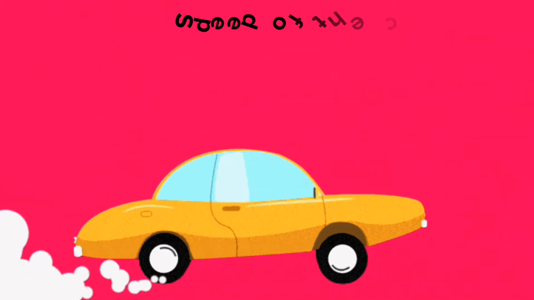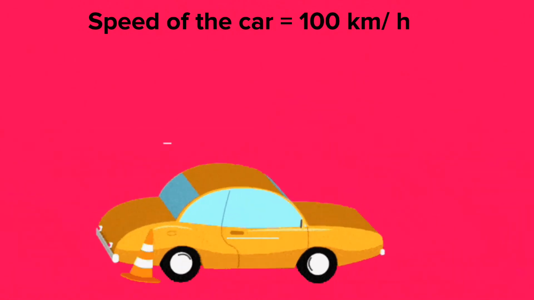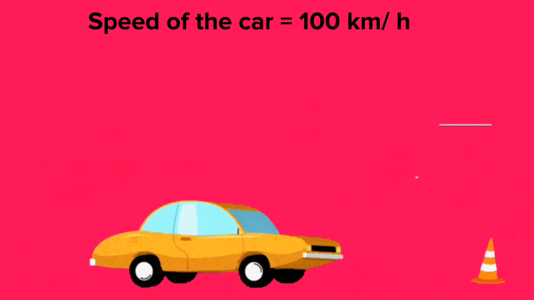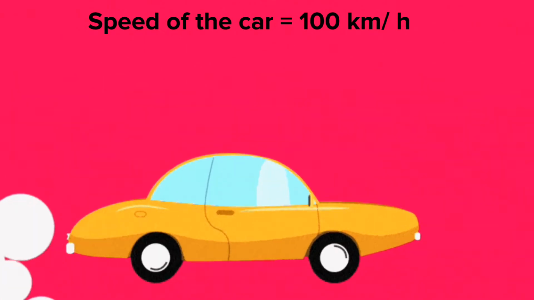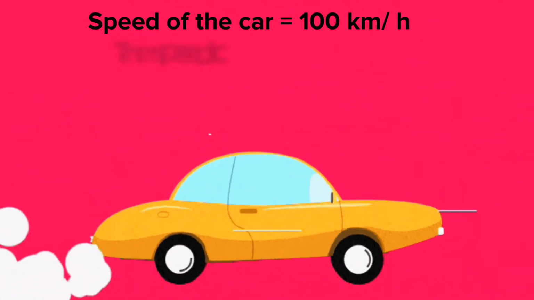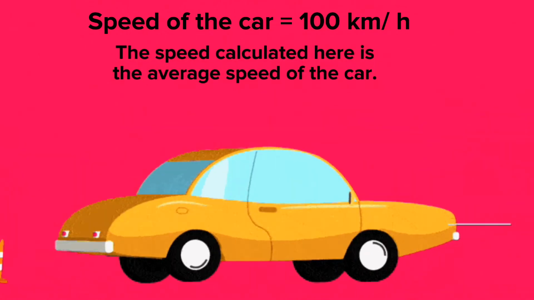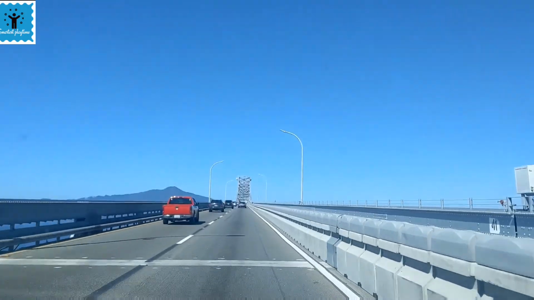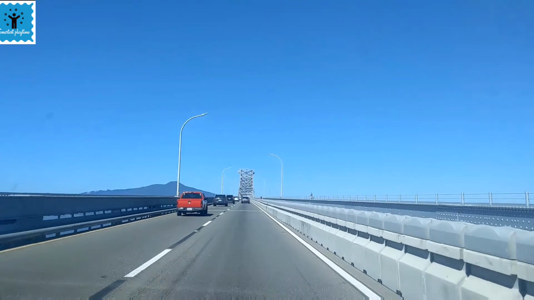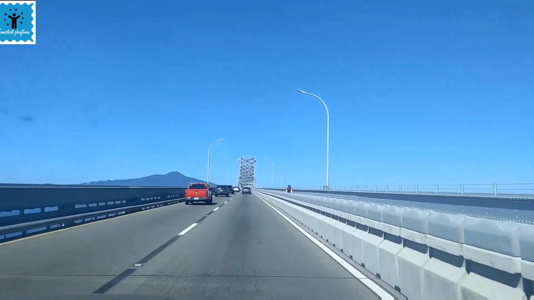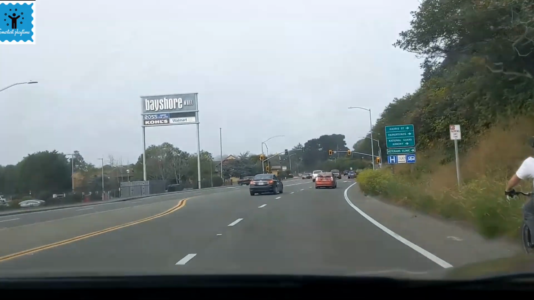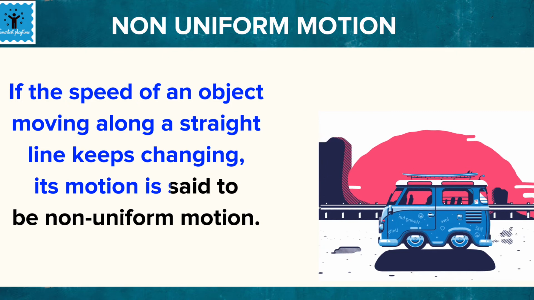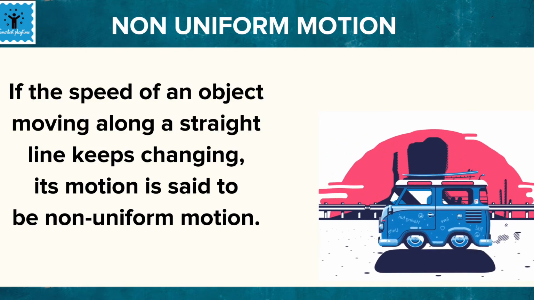So, when we say the car is moving with a speed of 100 km per hour, then we do not bother whether the car has been moving with a constant speed or not during that 1 hour. Therefore, the speed calculated here is the average speed of the car. In everyday life, we rarely find objects moving with a constant speed over long distances or for longer duration of time.